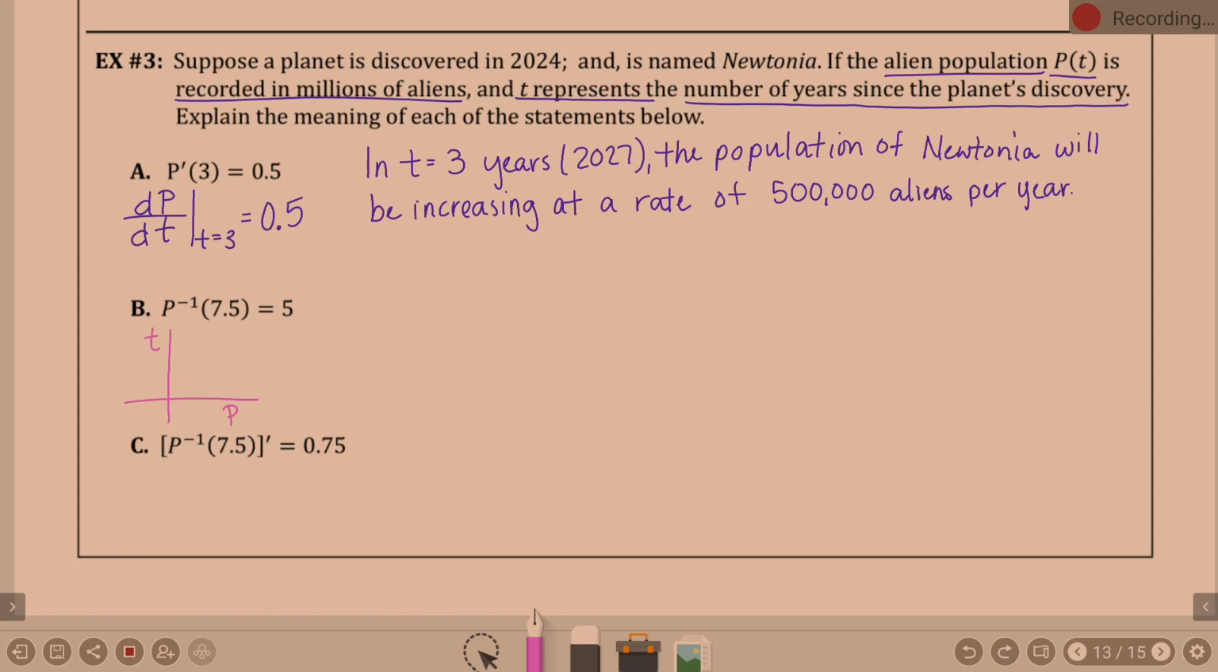So mine reads, the population on Newtonia will be 7.5 million aliens 5 years after 2024, or in year 2029. So you just switch it. It wasn't that bad. It's not a derivative, so I don't want to hear anything about increasing, decreasing, or rate of change. Save those for derivative speak.